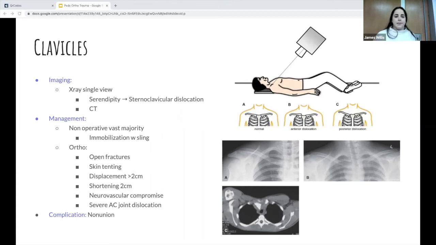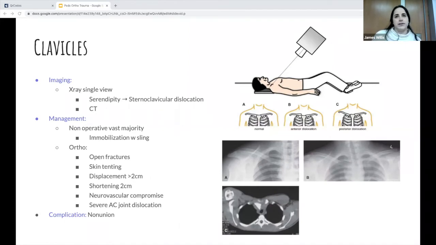They like to ask about ortho, so which ones need to be referred to ortho. Of course, open fractures, but also skin tenting, displacement of more than 2 centimeters, shortening of 2 centimeters, neurovascular compromise, and severe AC joint dislocation. And the most commonly known complication will be non-union.